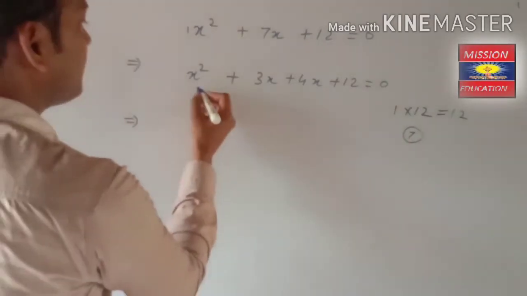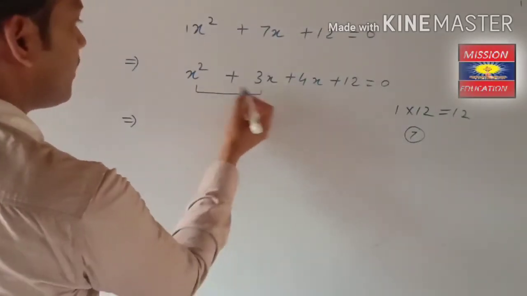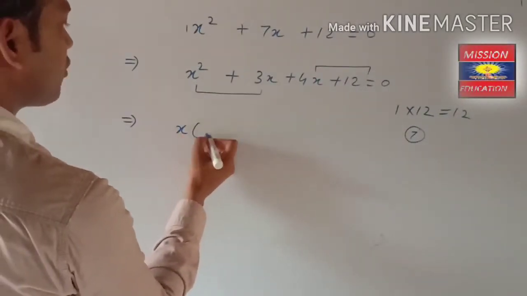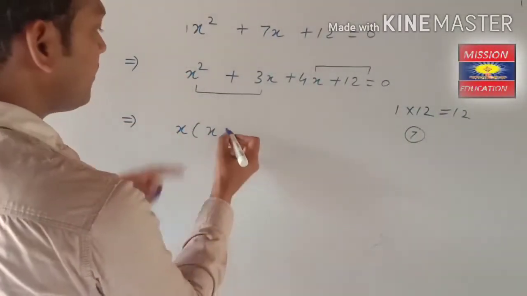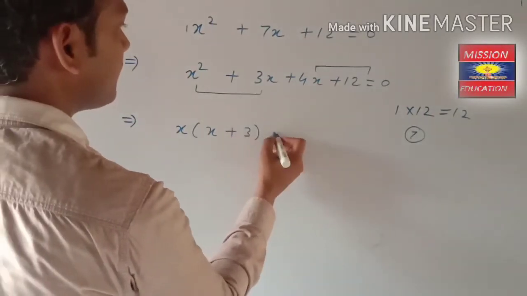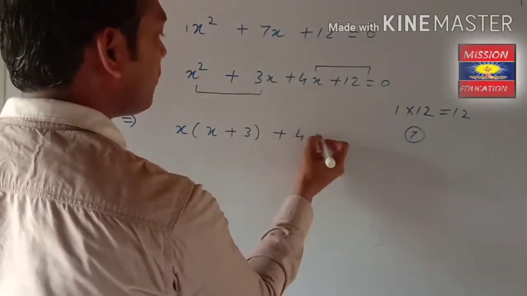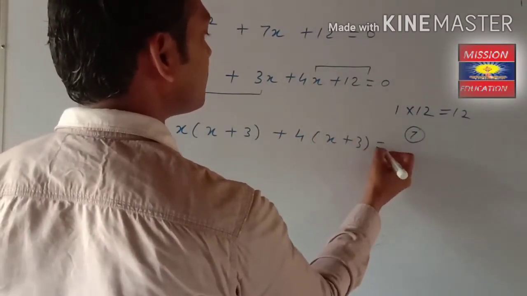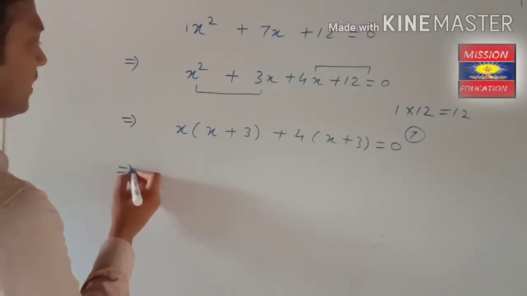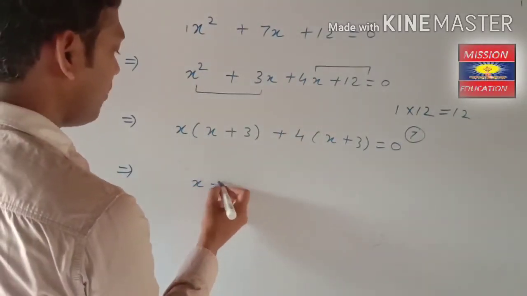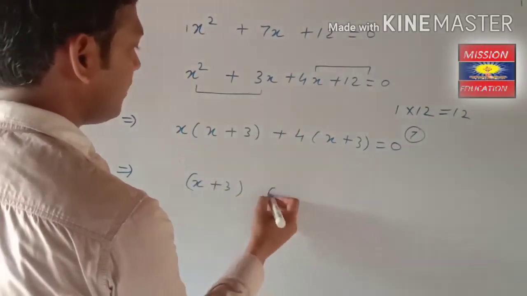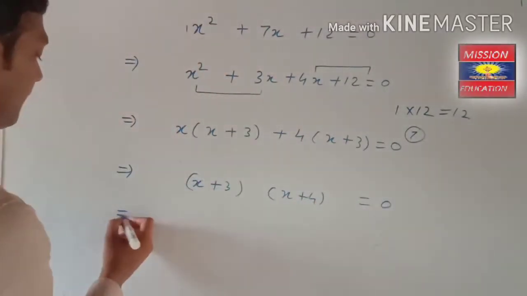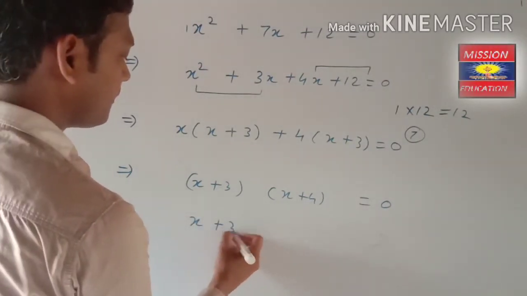So after that we can take common from a pair of values. Here x is common, and here x is the remaining value. So x + 3, and in this 4 is common, so x + 4 times 3. So here we see that x + 3 and x + 3 are common, twice, so we write it once, and this gives x + 4 = 0. Then x + 3 = 0.